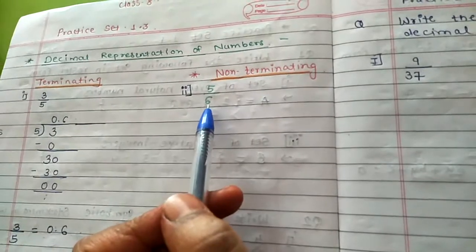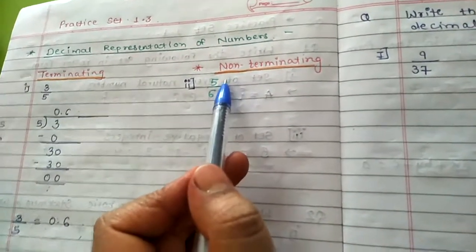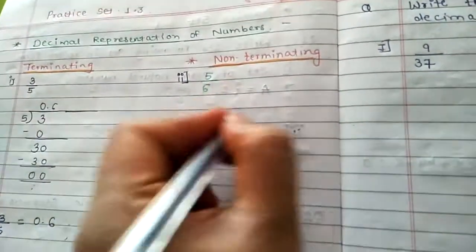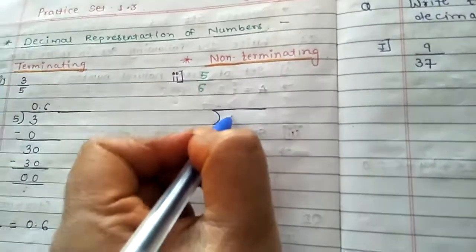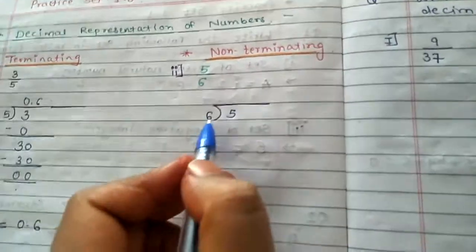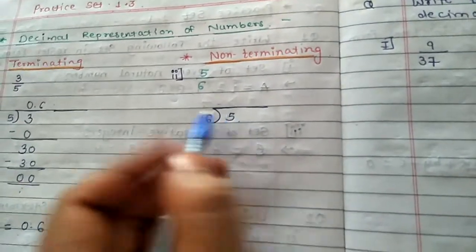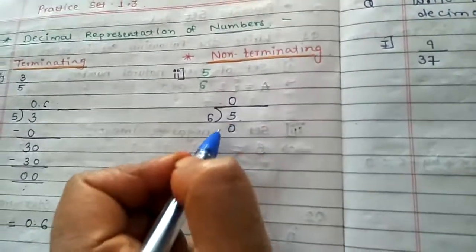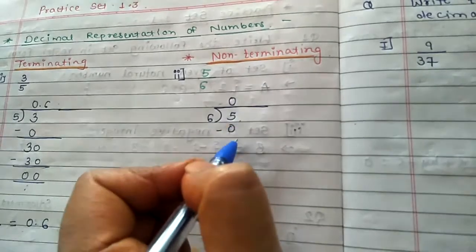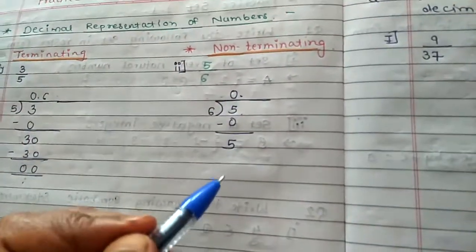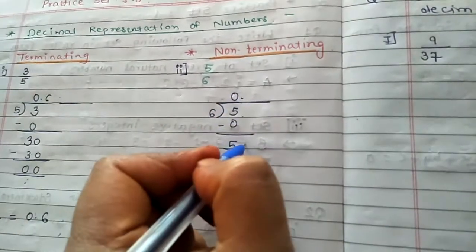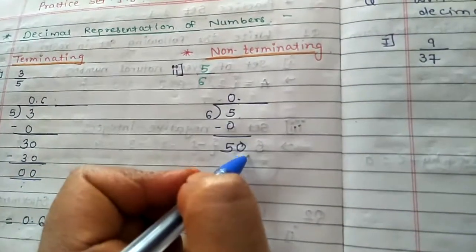Here the denominator is 6 and the numerator is 5, so we have to divide 5 by 6. Here 5 and here 6. 6 is bigger than 5, so first we carry 0. We divide by 6. 6 into 0 is 0, so 5 as it is. Then we give the point, and when we give the point, downstairs we can carry 0, so we carry 0 here.